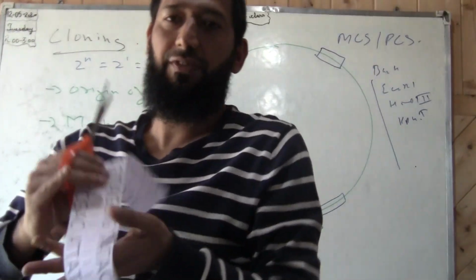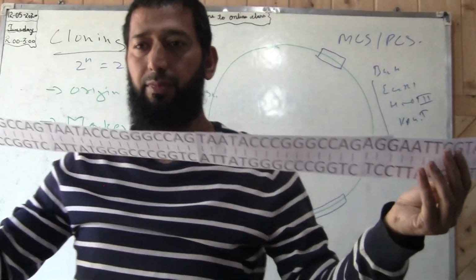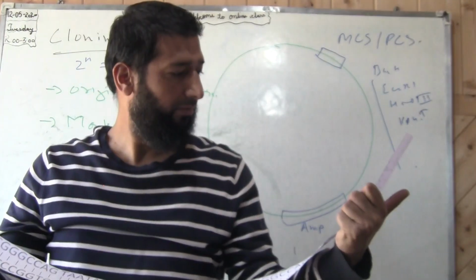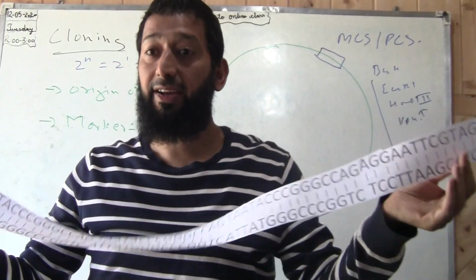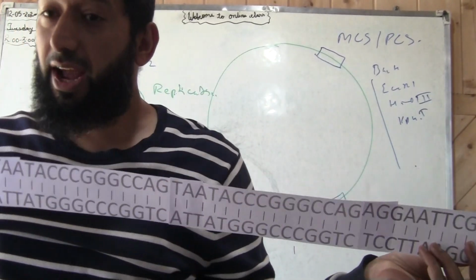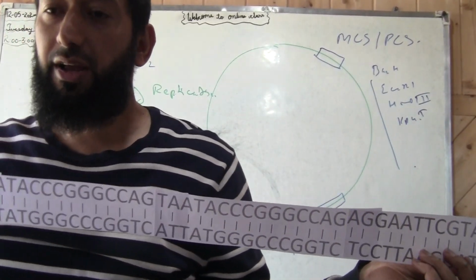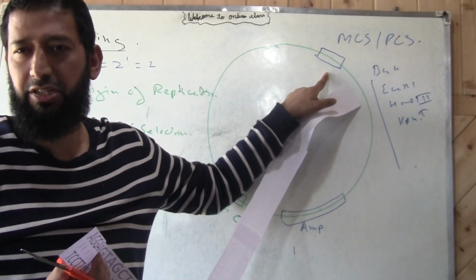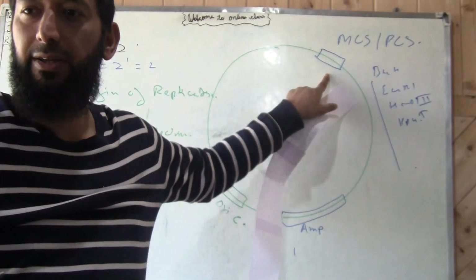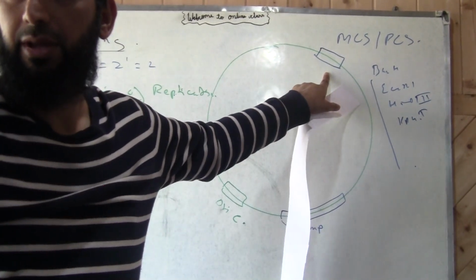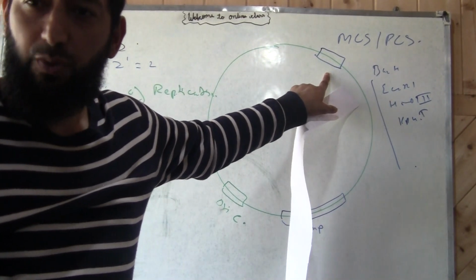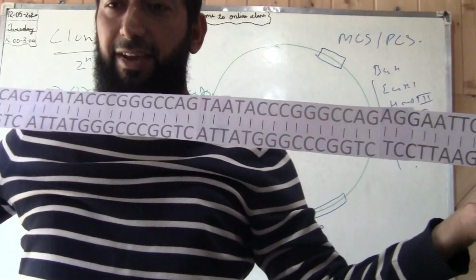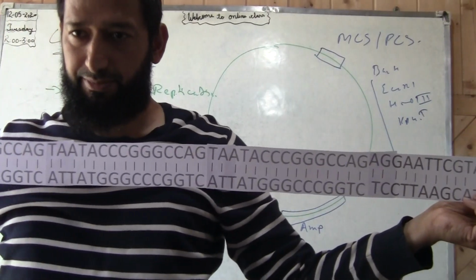Now this is your gene of interest. This gene of interest we want to clone inside this vector. So the prerequisite is that you will use a restriction enzyme. You have 15-20 restriction enzymes. So how will you select the restriction enzyme? The restriction sequence that you select should not be anywhere in this sequence.